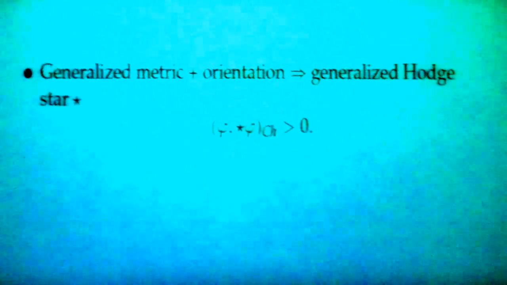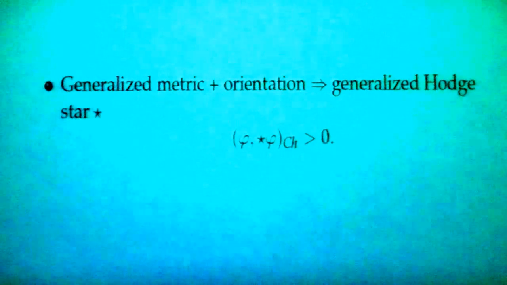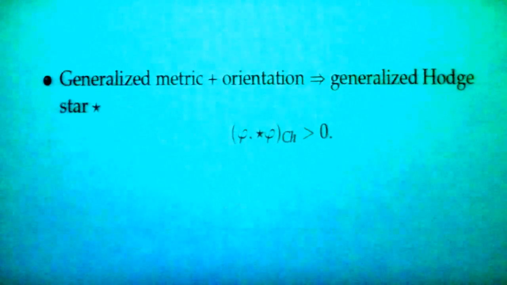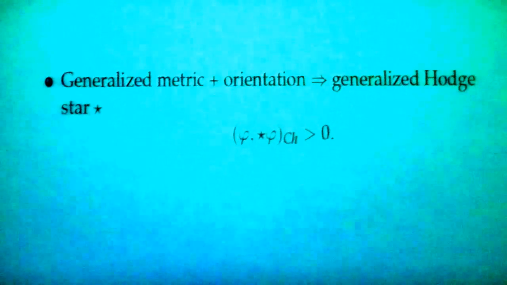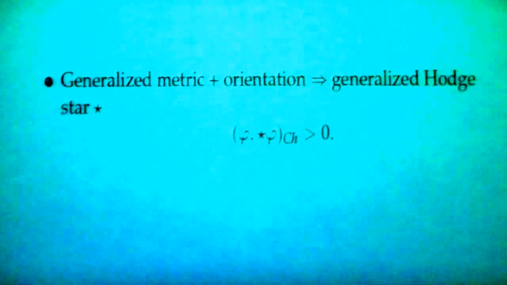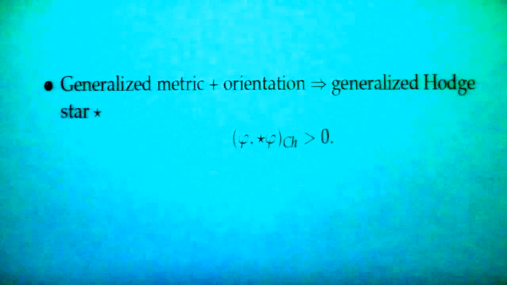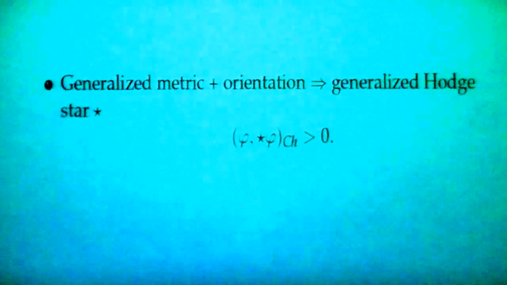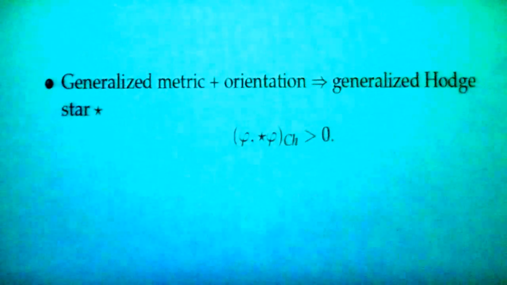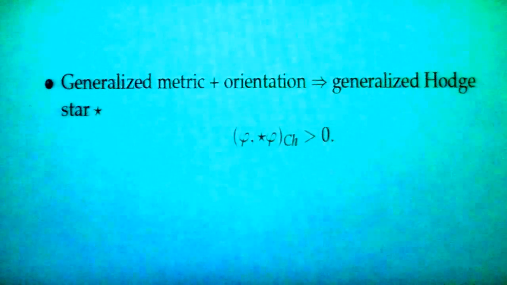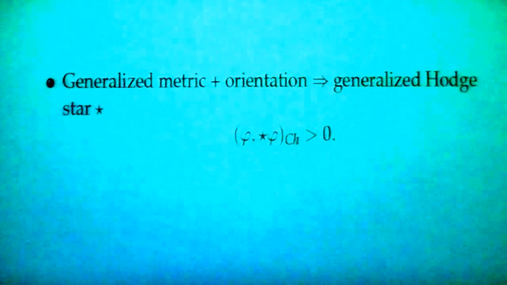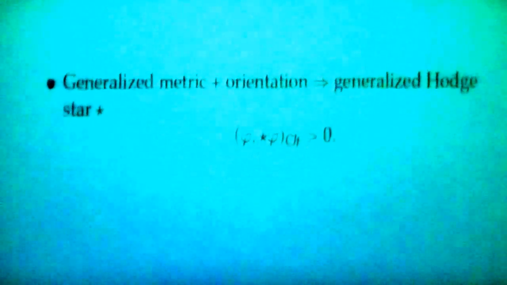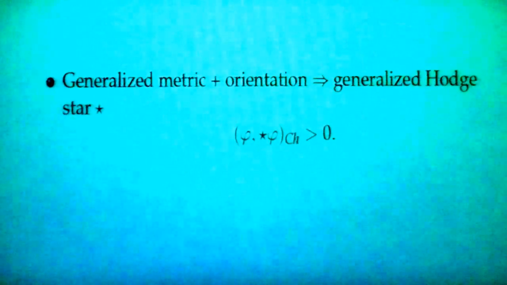So if you give me a metric and orientation, you can define a Hodge star. I'm not going to particularly write how to define it, but the fact is that it gives you a positive pairing if you use the Chevalley pairing. So it's not really the usual Hodge star. The Chevalley pairing changes from the wedge product of forms by some signs depending on the degree you are at. So this is essentially the same thing. It changes from the usual Hodge star by some signs depending on the degree you are at. Okay, so it's essentially the usual Hodge star with some sign changes.